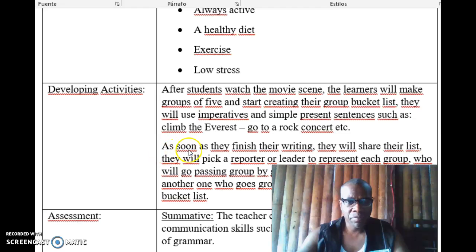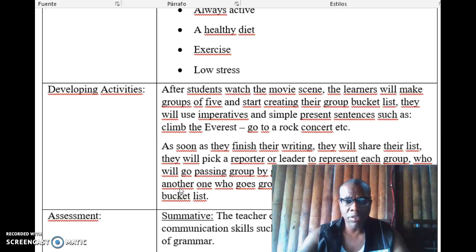Developing activity. After the students watch the movie scene, the learners will make a group file and start creating their group bucket list. They will use imperative and simple present tense such as climb, go to the rock concert, and so forth. As soon as they finish writing, they will share the list.